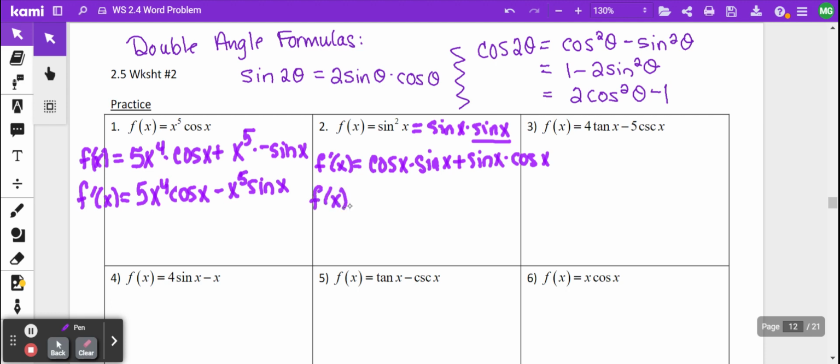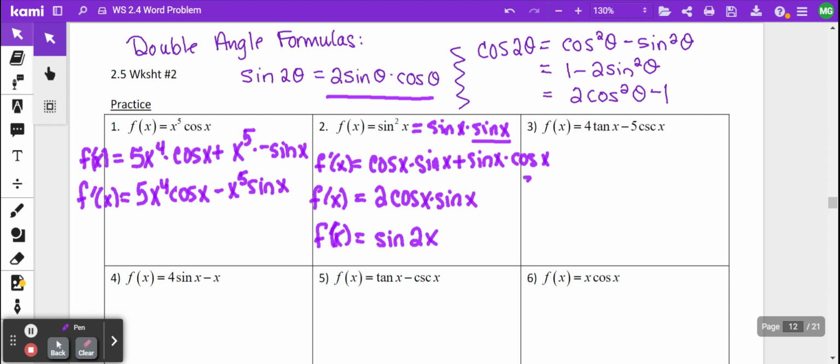To clean that up, we're going to have 2 times the cosine of x times the sine of x. And that looks awfully familiar. That is our double angle formula. So we can actually simplify that to be the sine of 2x, our double angle formula. Whenever you have an opportunity to do that, you're going to do that. Let's look at the next one.